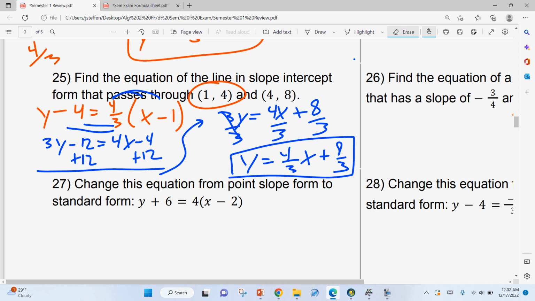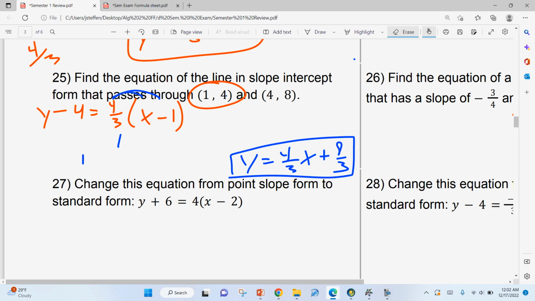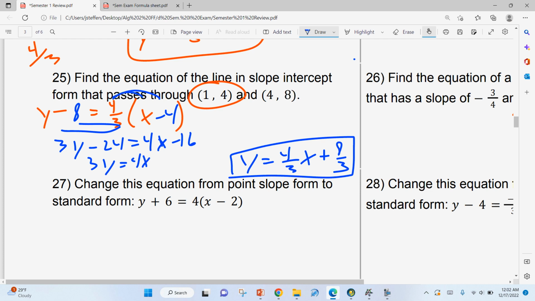So using point slope form, you can do it that way. I'm not going to take a ton of time on this because you will get the same answer. But instead of using that ordered pair, you could use the other one with the 4 and the 8. So you could have used y minus 8 equals 4 over 3 times x minus 4, distribute just like before. That's 3y minus 24 is equal to 4x minus 16. Add the 24 to both sides. We get negative 16 plus 24 is 8. So we have 3y is equal to 4x plus 8. Divide everything by 3, you get the same answer. So it doesn't matter which ordered pair you use.